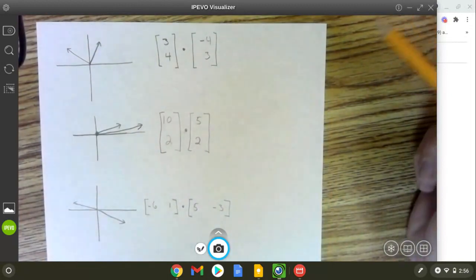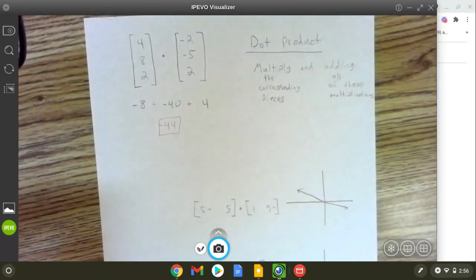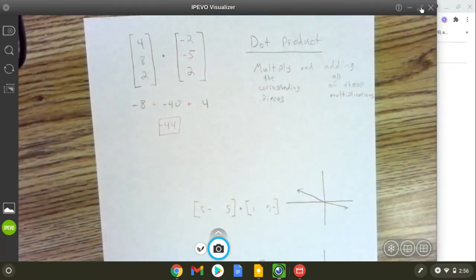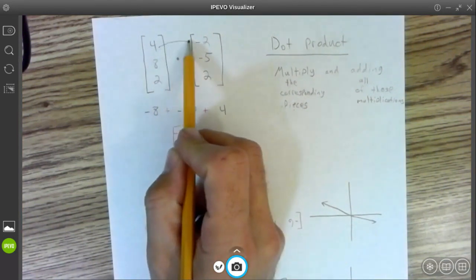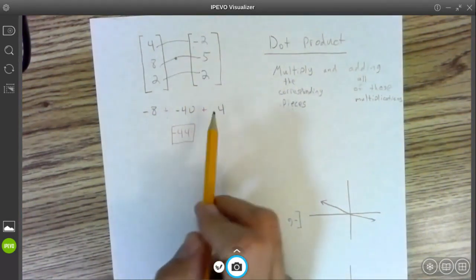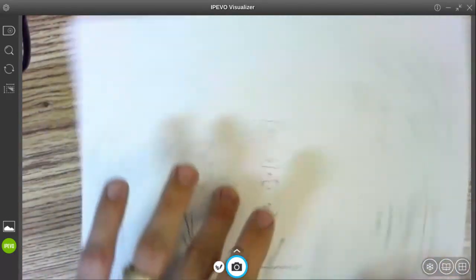So first thing I want to mention is the dot product. All right, because when we multiply matrices, we are actually taking a dot product several times, depending on the size of your matrix. Now, it's when you multiply these corresponding pieces and then add up those sums. I did that in the main video that you had to watch.